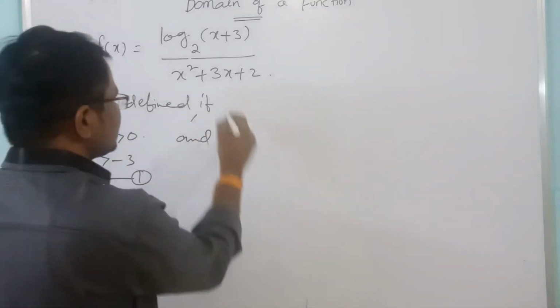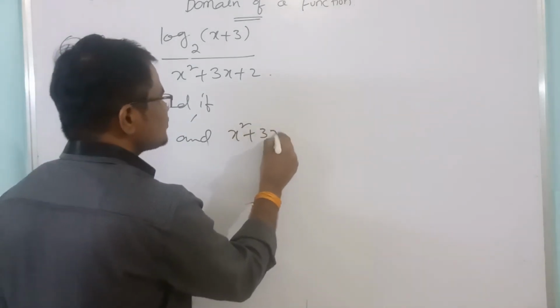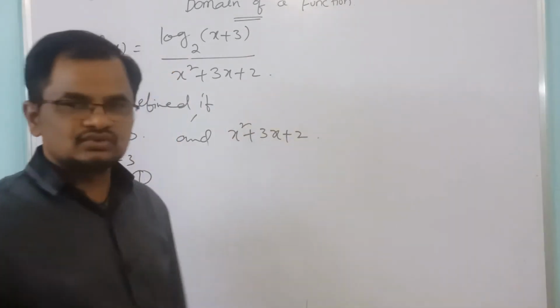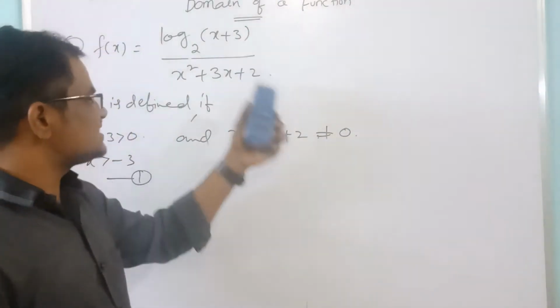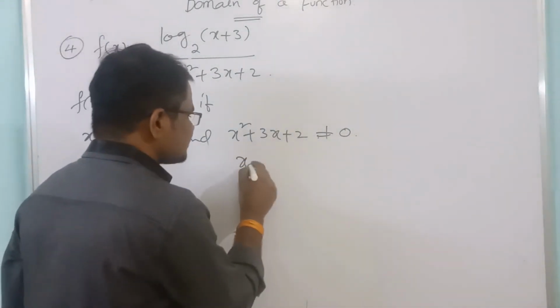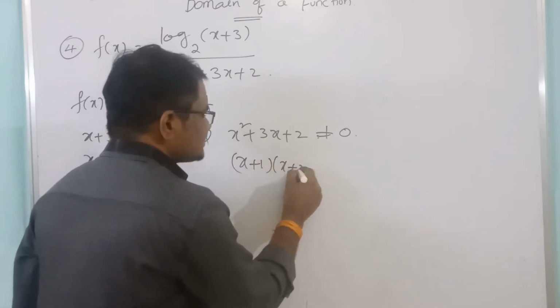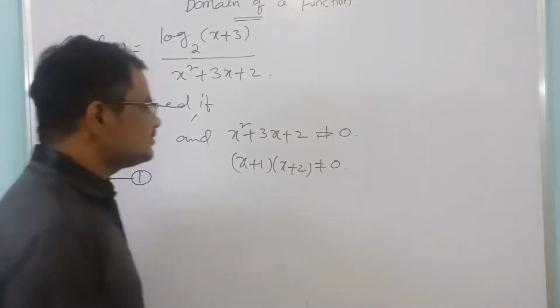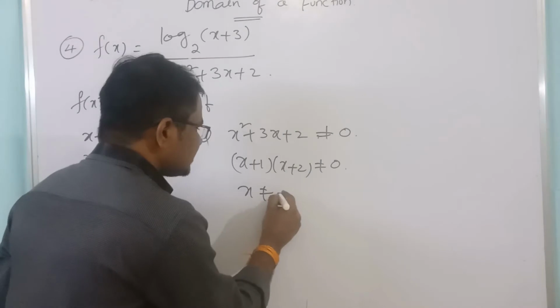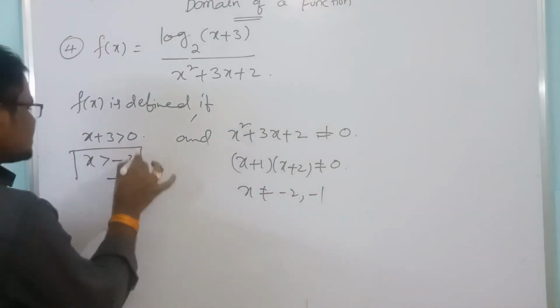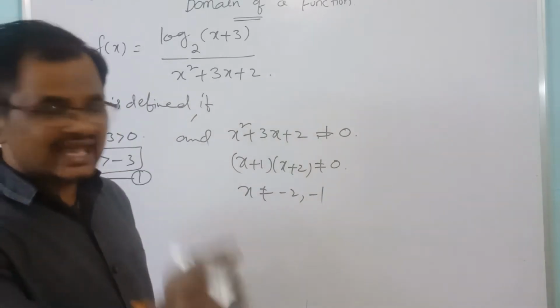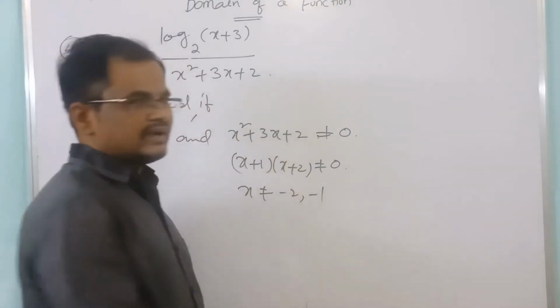And the denominator is x square plus 3x plus 2. Definitely it is not equal to 0, then only this function exists. What are the factors for this one? x plus 1, x plus 2 not equal to 0, means x not equal to minus 2, minus 1. Means all the values which are greater than minus 3 except minus 2, minus 1.